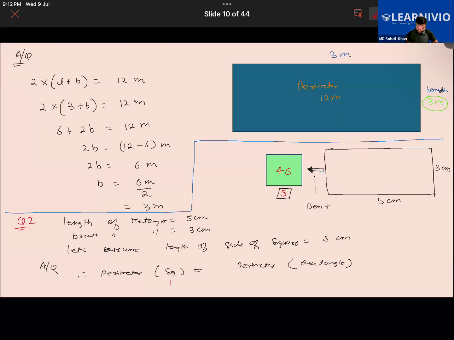So 4S, and for the rectangle, it is 2 times 5 plus 3. I'm directly writing it as 8. So 4S equals 16, and hence further, S will be equal to 16 upon 4. So S will be equal to 4 centimeter. It was easy, okay? You can continue with the other question.